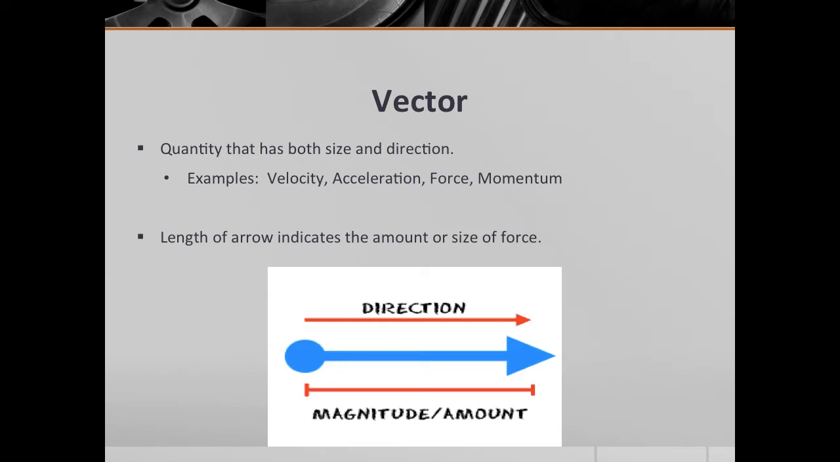So a vector, if it's got a small arrow, then that means it only requires a small amount of force. If it's got a longer arrow, then what do you think it means? If you said more force, then you're correct.